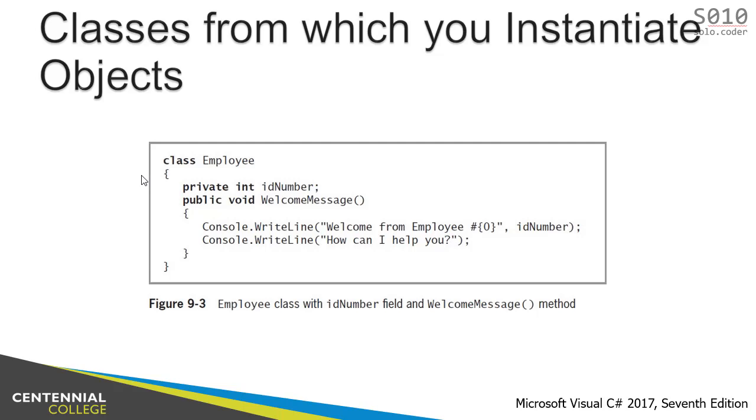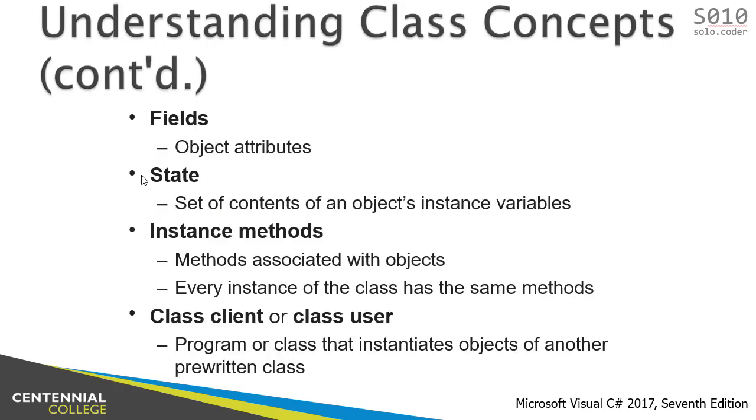So there we have it. We spoke a little bit about private and public. We have fields, we have methods. As I said, fields is what we usually call variables, okay? And then we have states as well.